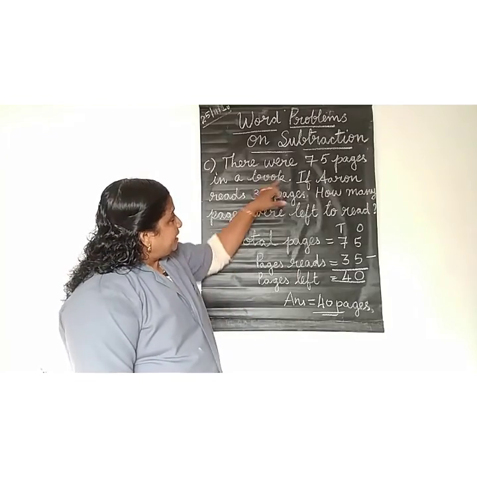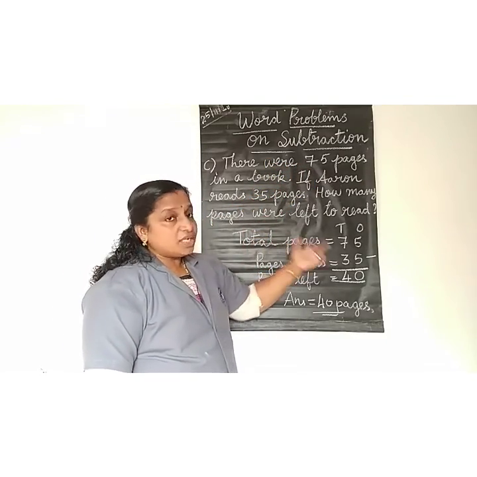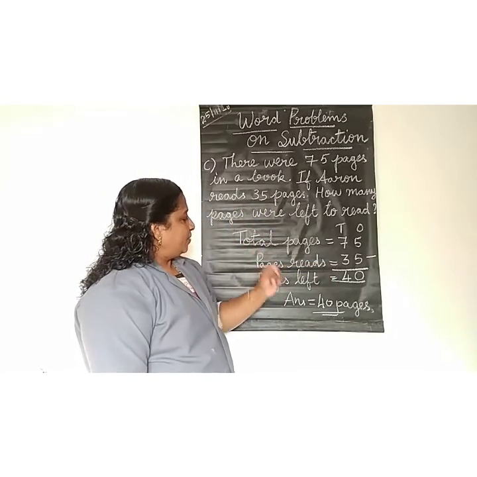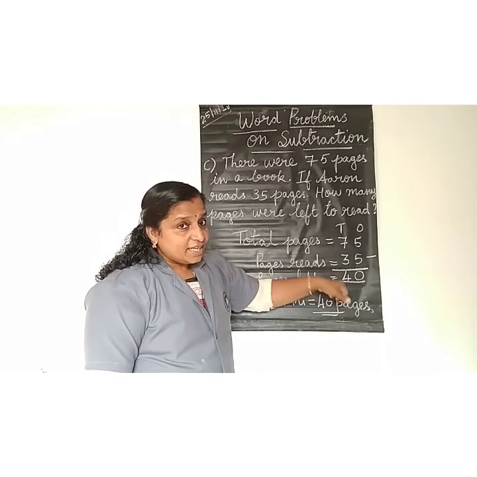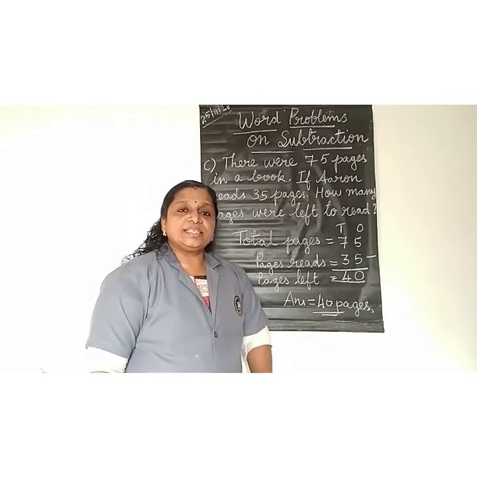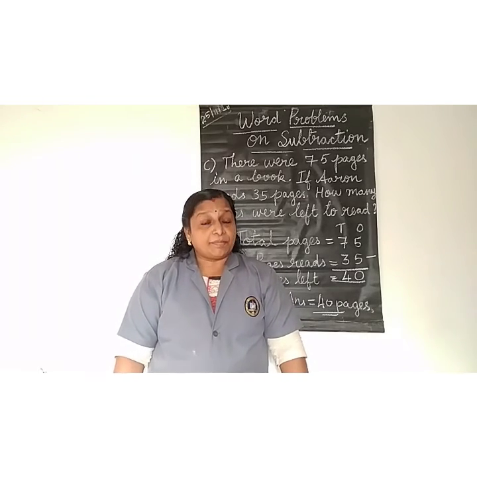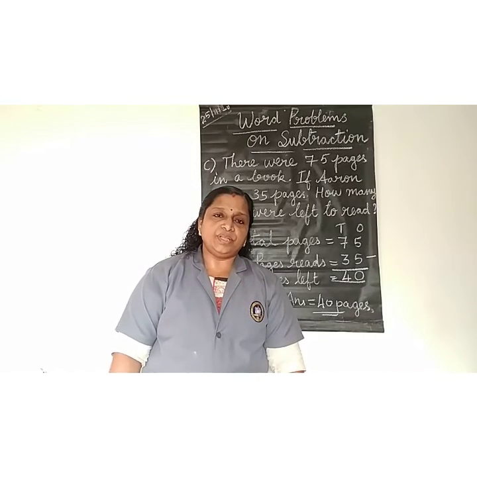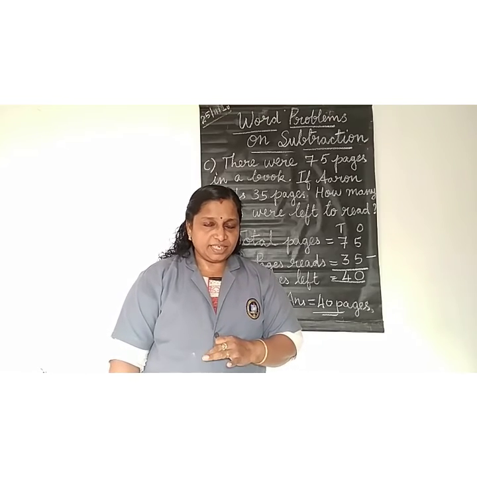Okay. Here, how many pages are there? 75 pages. Total number of pages in the book is 75. How many pages did Aaron read? Yes, 35. Then how many pages are left? Balance 40. So 40 is the answer. This is the way you must do the subtraction word sums. Okay. So now you know how to do the addition and subtraction in the word problem, isn't it?